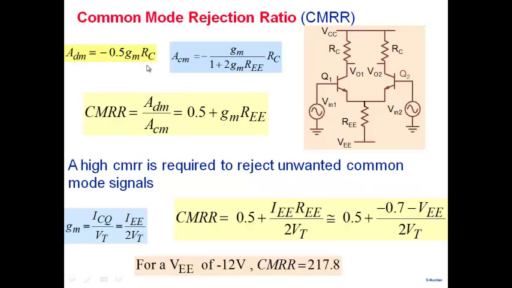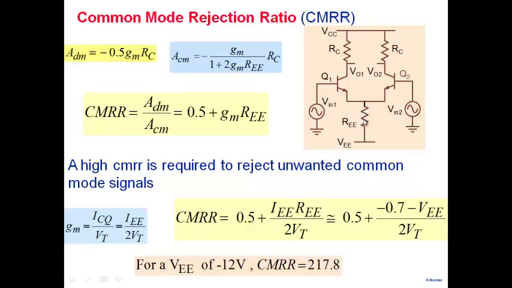And we had seen these expressions for differential mode gain. ADM was 0.5 GM RC, ACM was GM by 1 plus 2 GM RE, times RC. If we take the ratio of the two, we get the common mode rejection ratio, which is 0.5 plus GM REE. If we plug in GM as ICQ by VT, which is IEE divided by 2 VT, then CMRR is 0.5 plus IE times RE by 2 VT.